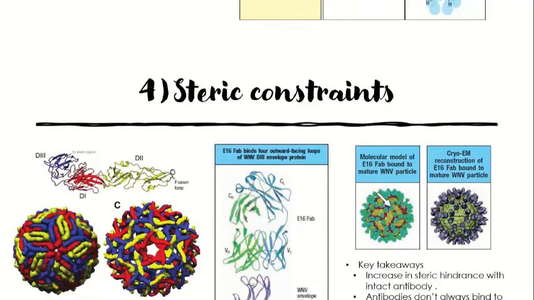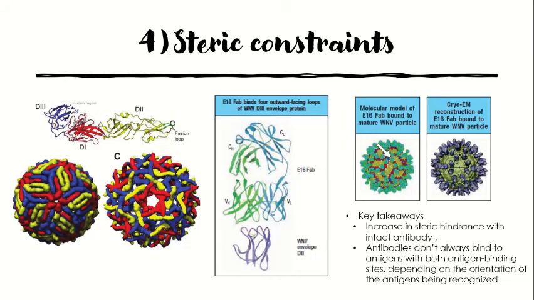The final factor that controls the interaction between the antigen and antibody molecule is steric constraints. The basic concept here is that even if the antibody molecule has a high affinity for the antigen, say an intact viral particle, even in that case the antibody binding may be prevented by the pattern of arrangement of the antibody molecules. So let's consider a study that did just this.